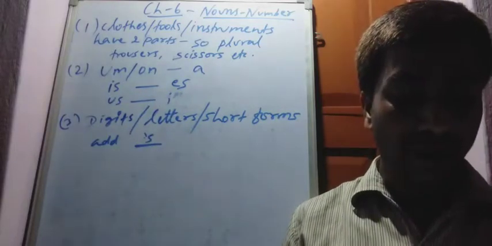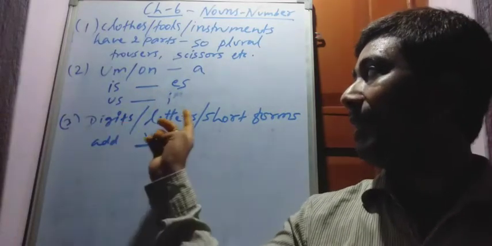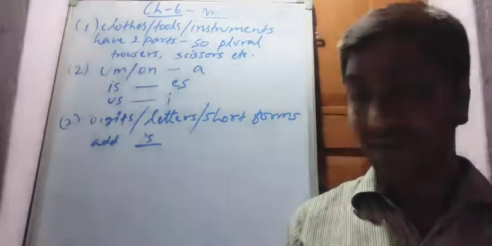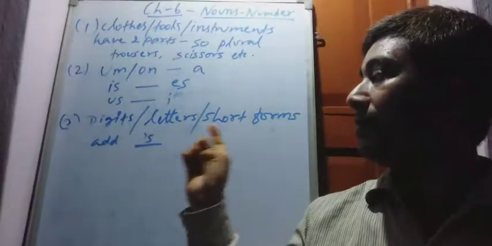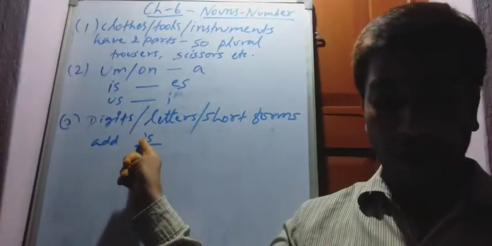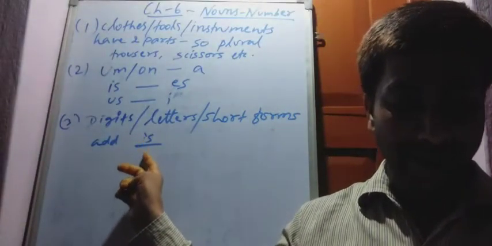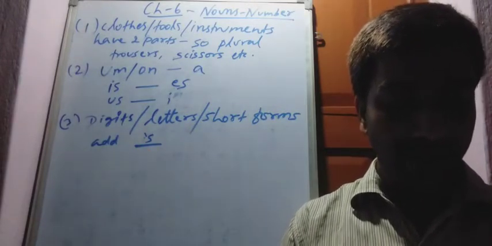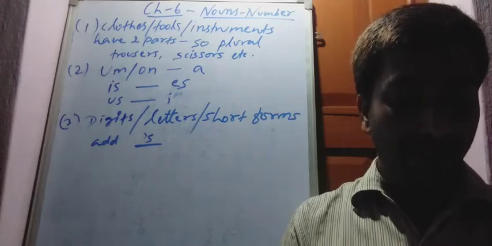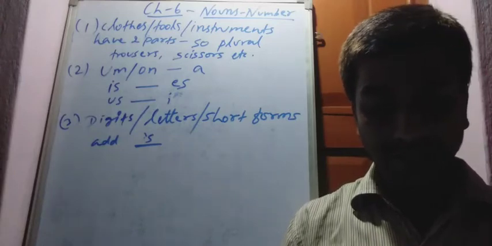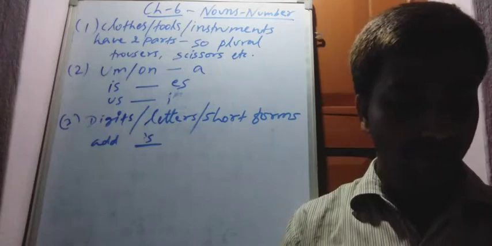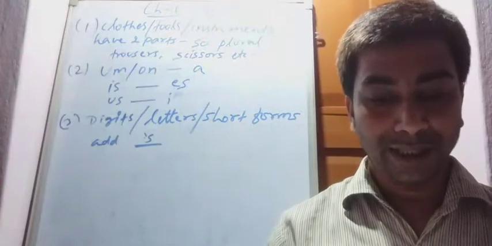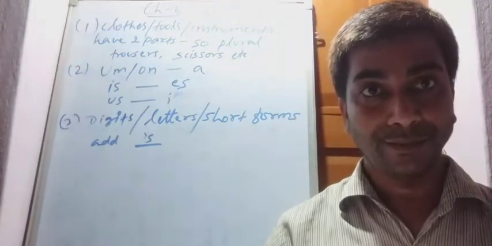Now the last rule. The last rule is that digits, letters and short forms are made plural by adding apostrophe s. In the book the example is given: 5's, P's. 5 is a digit, P is a letter. P, page. Clear?